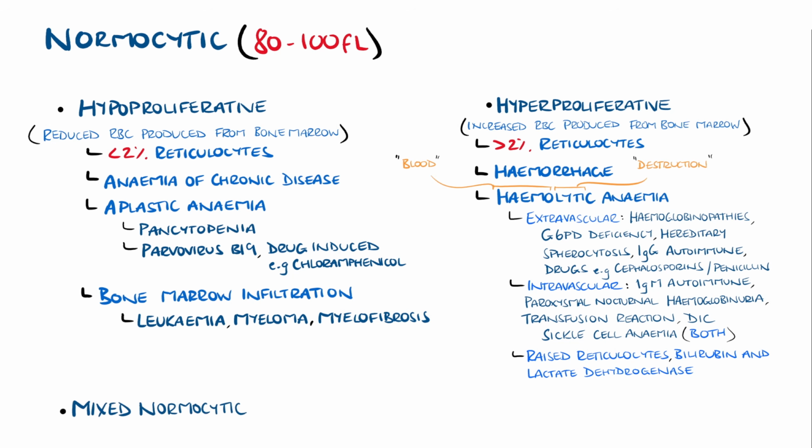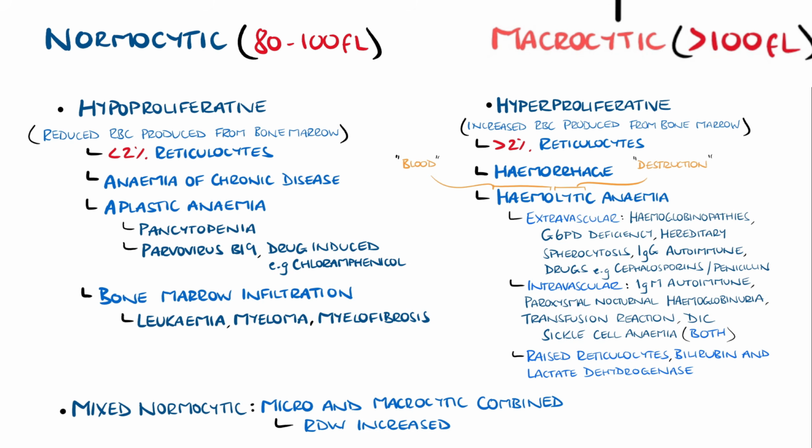A mixture of microcytic and macrocytic anemia may produce a normocytic anemia. However, a clue that it is mixed comes from an increase in the red cell distribution width. They would be both small and large cells.